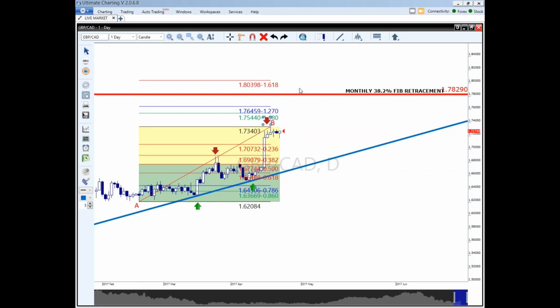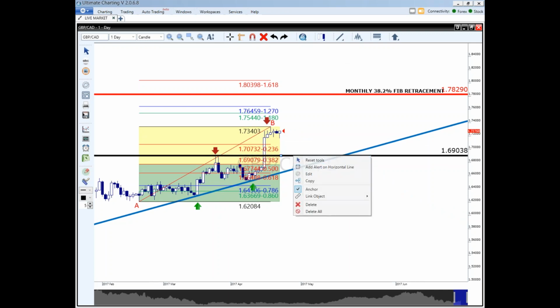And the 382 pullback is right here at the price point of 1.69079.